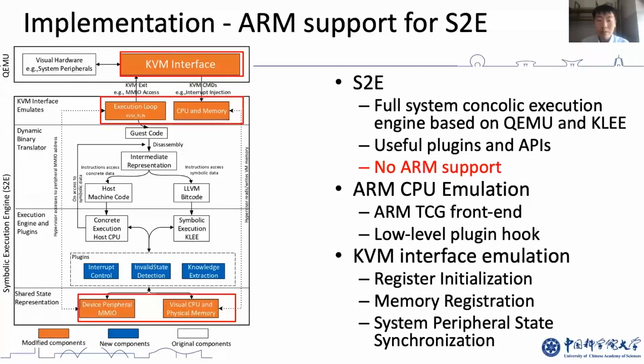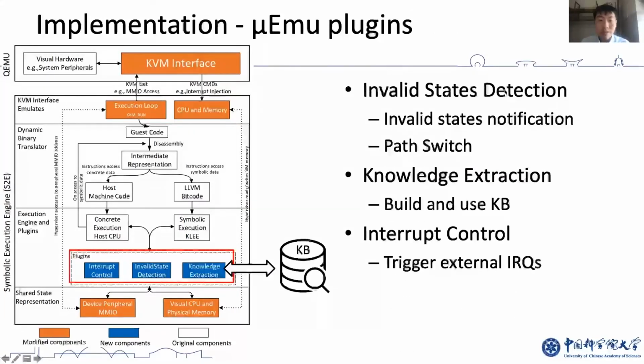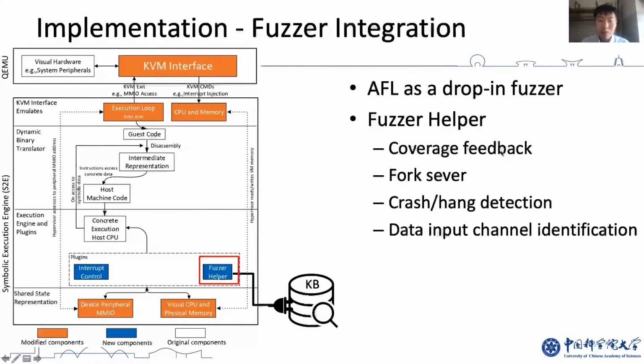We add several ARM-specific KVM interfaces, including register initialization, memory region, and system peripheral state synchronization. Then we can develop our plugin to implement the designed functions, including invalid state detection, knowledge base extraction, and an interrupt control plugin for interrupt injection. To demonstrate the emulation capabilities, we also add a plugin for further integration.